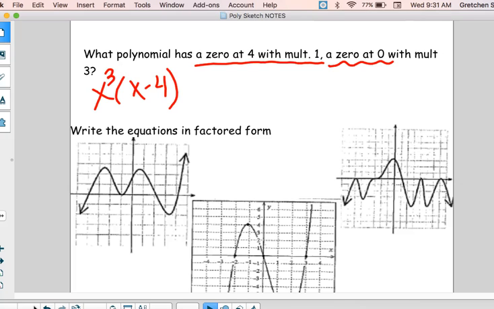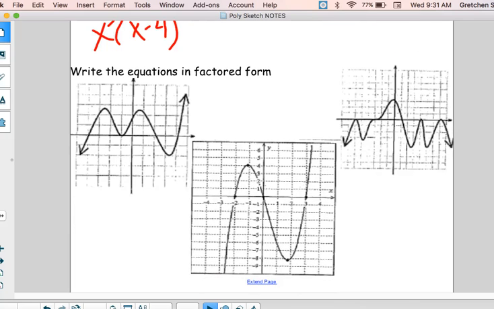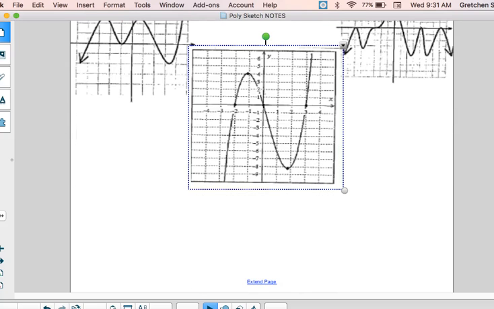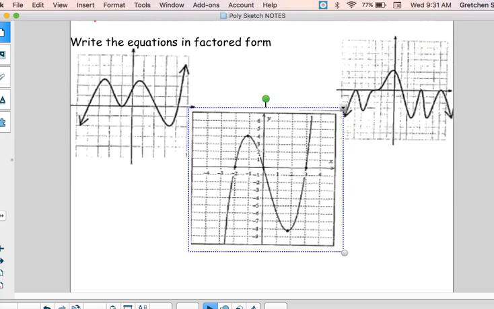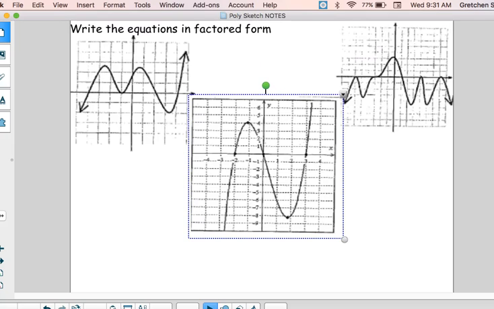We are going to write equations for these polynomials. When you write an equation, write it in factored form unless you're told to write it in a different form. Factored form is our go-to for this. We're going to start with the one in the middle. When you start this, the key part is the zeros, because that's where you get your parentheses from.